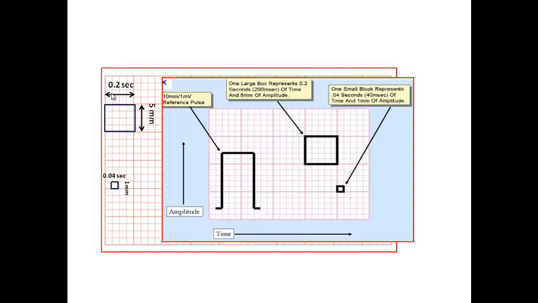But we need to know how to measure these signals according to the squares. And now we know the duration and amplitude of the small square and of the large square, and so we can measure any signal in the ECG.